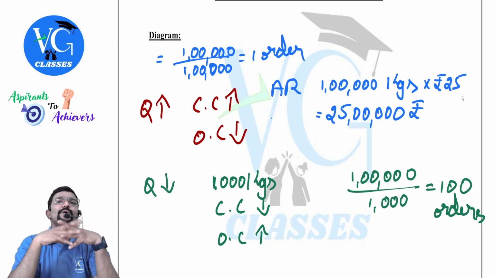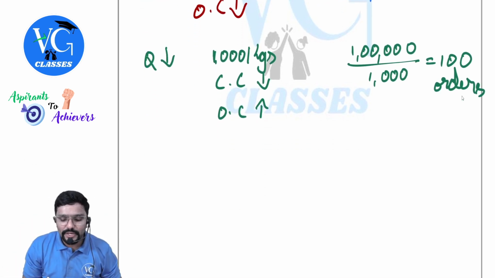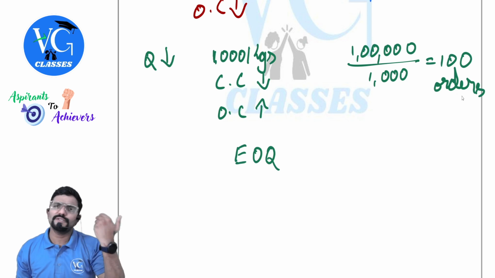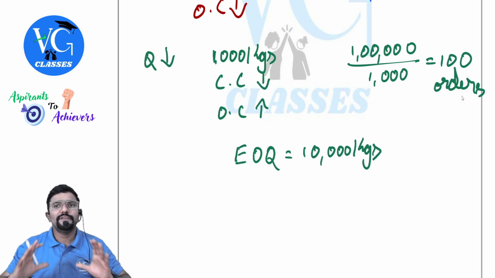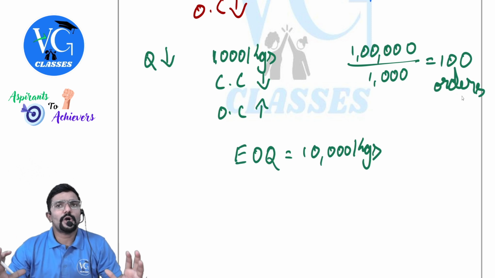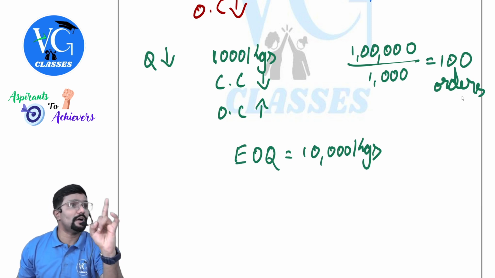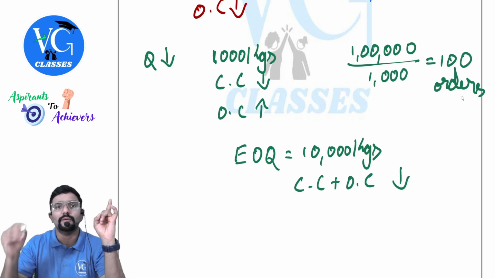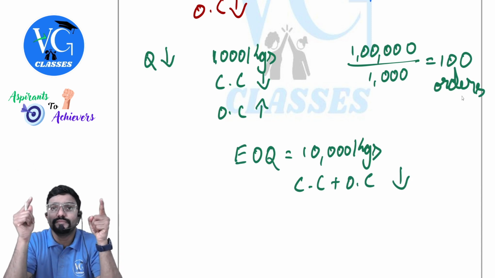That is called EOQ, class. Okay, now what is EOQ, sir? EOQ has a formula, and using that formula we have to calculate. Assume using that formula we got to know the EOQ is 10,000 kgs. That means every time you place the order, if you place the order for 10,000 kgs, then the total of your carrying cost and ordering cost would be minimum. I'm talking about both. Both put together, it would be minimum.